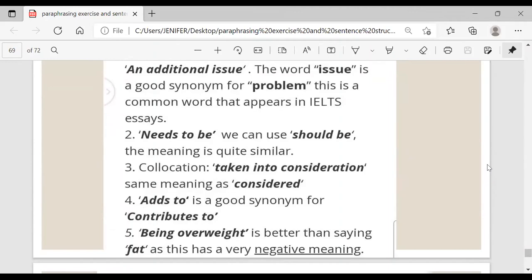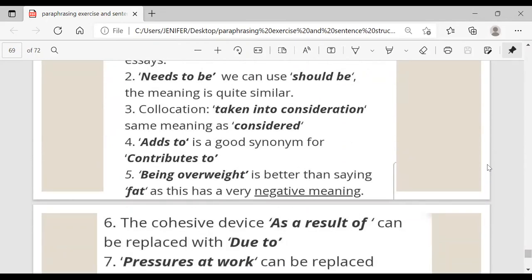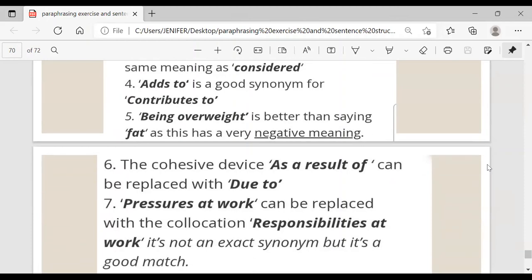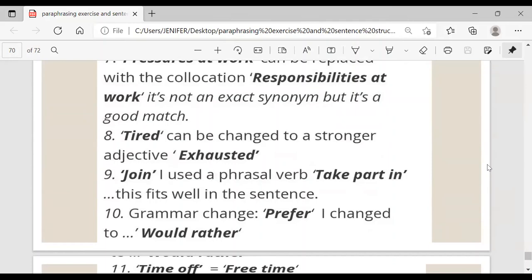Collocation, taken into consideration, same meaning as considered. Adds to is a good synonym for contribute to. Being overweight is better than saying fat, as this has a very negative meaning. The cohesive device as a result of can be replaced with due to. Pressure at work can be replaced with the collocation responsibilities at work. It's not an exact synonym, but it's a good match.